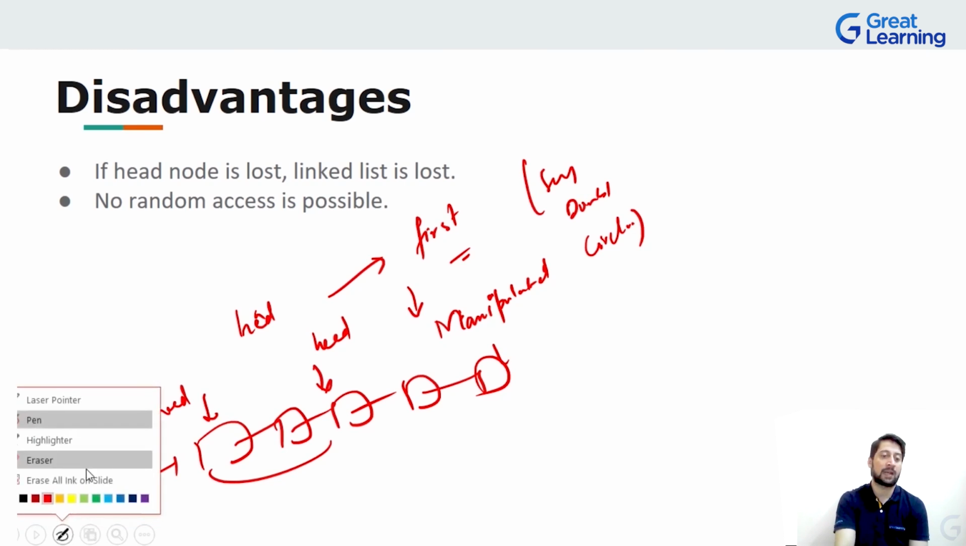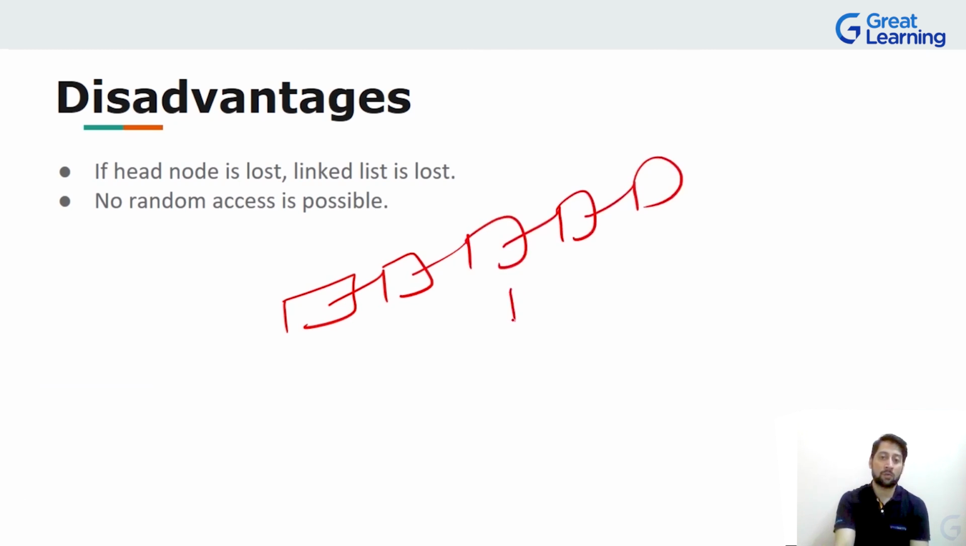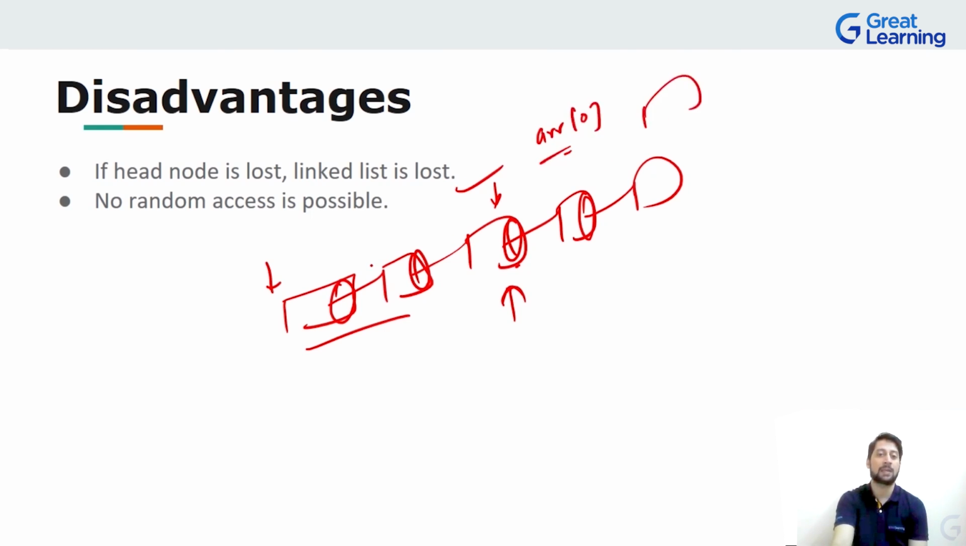Another disadvantage is that you cannot access randomly. So random access is not possible, because if you want to go to this particular node, you have to traverse through the first three nodes first. Why? Because this node knows the address of this node, this node knows the address of this node, this node knows the address of this node. There is no way you can directly go to this particular node. Random access was there in arrays. With the help of indexing, you can randomly access the elements. That is not possible in a linked list.